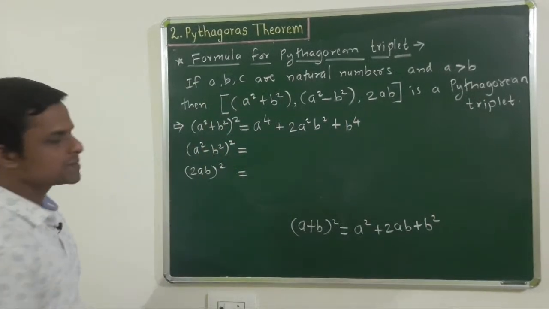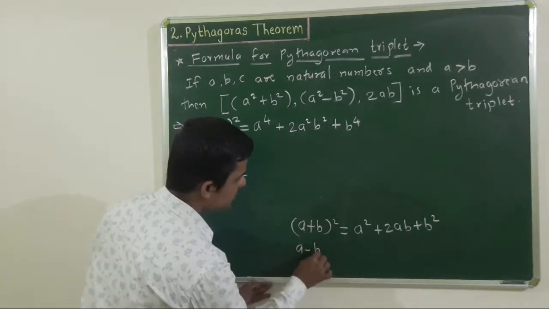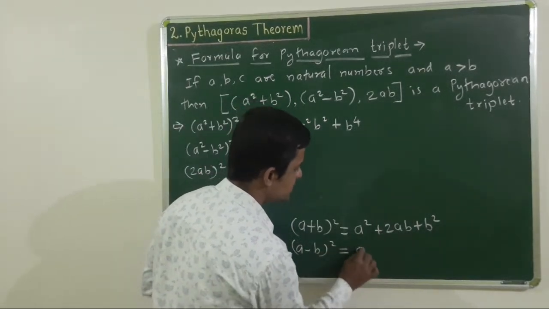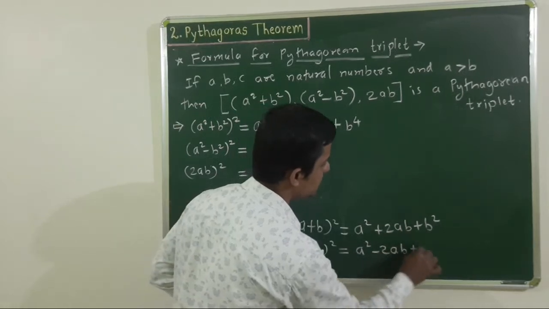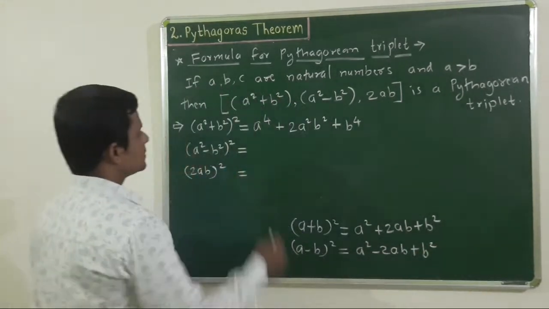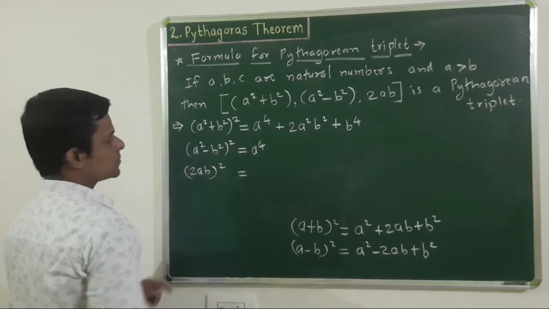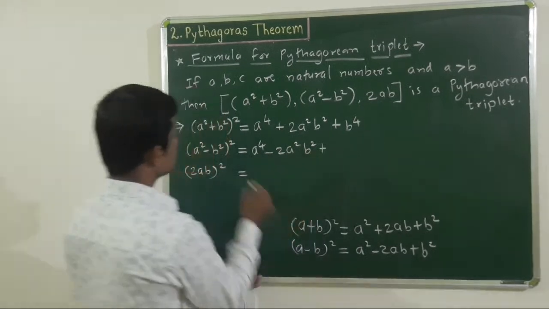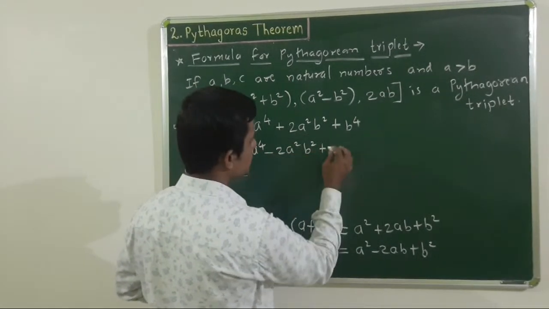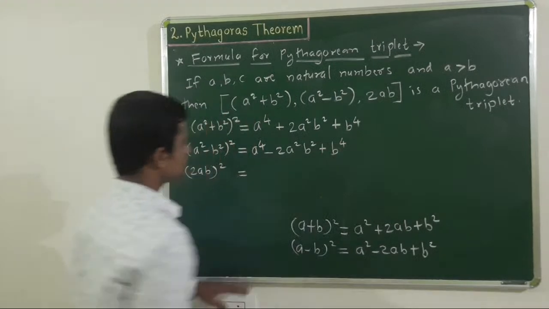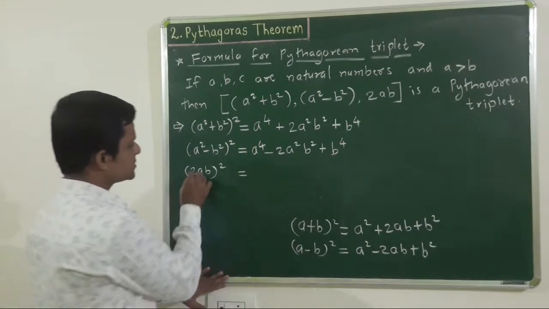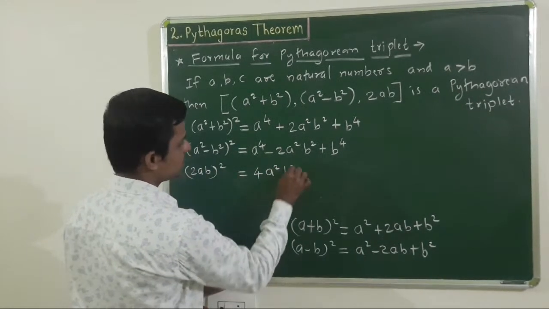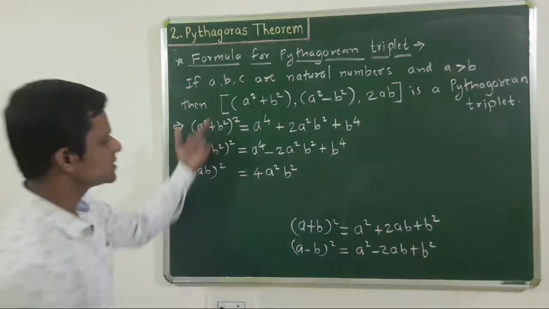Then (a square minus b square) whole square is equal to the same formula, but this sign will change to minus, that is a square minus 2ab plus b square. Therefore we get a raised to 4 minus 2 a square b square plus b raised to 4. And (2ab) whole square: 2 square is 4, a square is a square, b square is b square. These are the squares of these three terms.